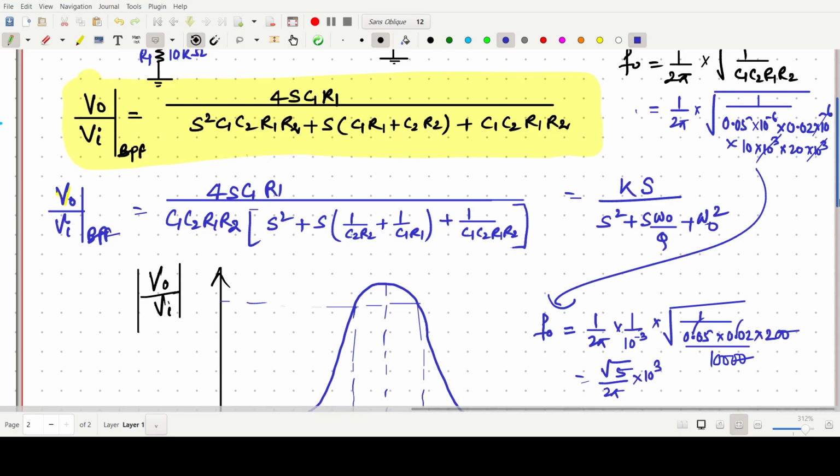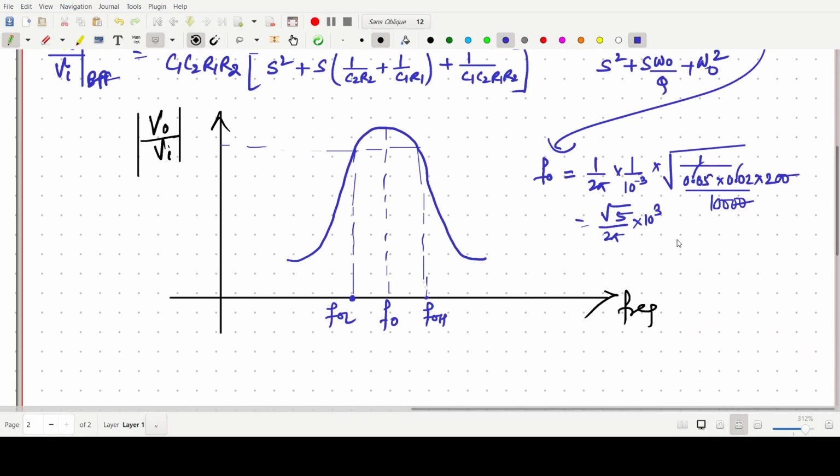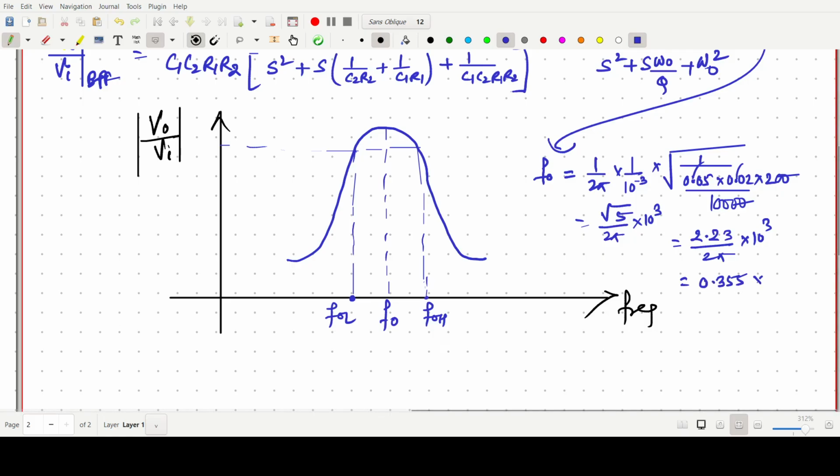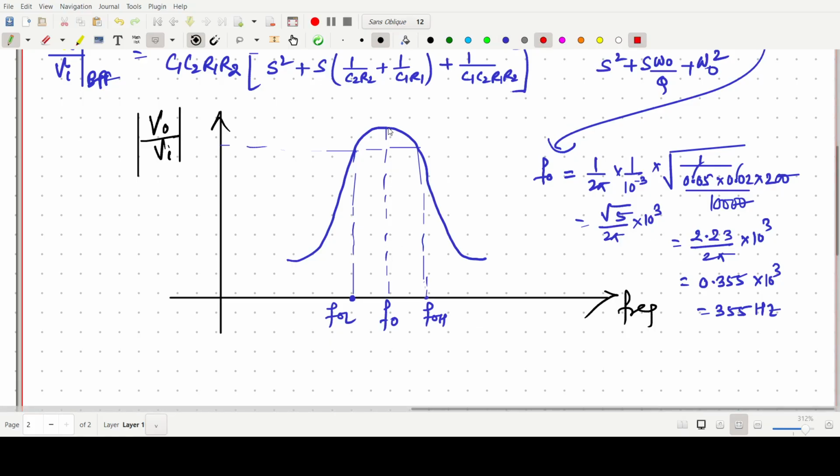Okay, simple calculation, you can do it very easily. So now, as we know, root 5 is 2.23, divided by 2 pi into 10 to the power 3. If we do all this calculation, it will come around 0.355 into 10 to the power 3, which means nearly 355 hertz. So this point that we have already found, the center frequency, will be our 355 hertz.